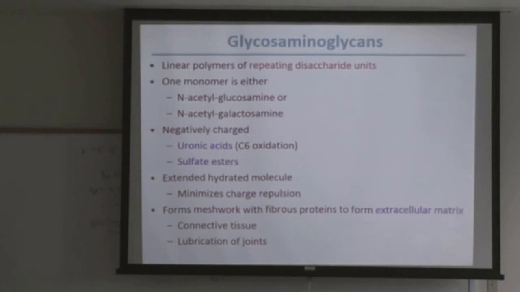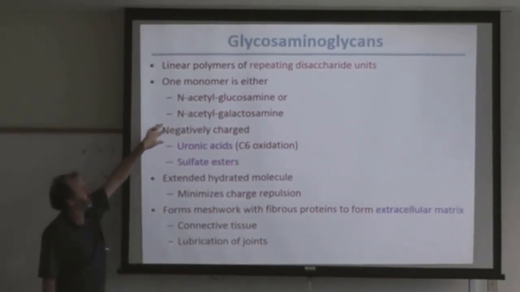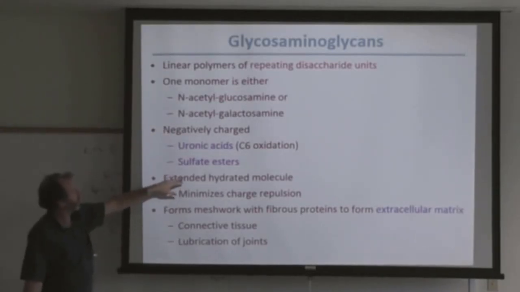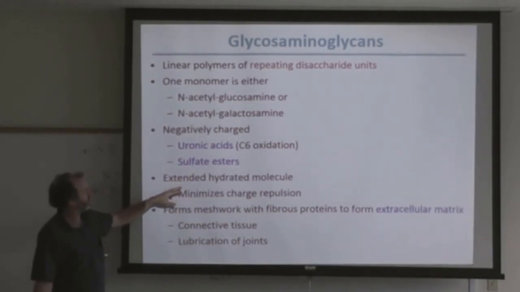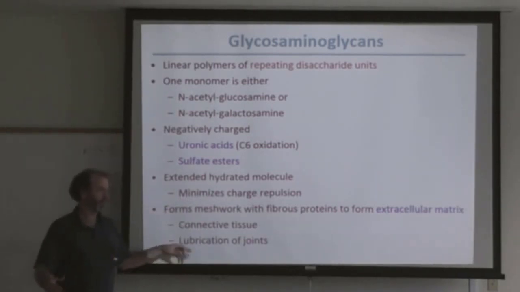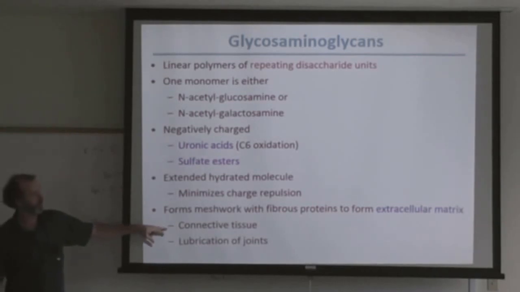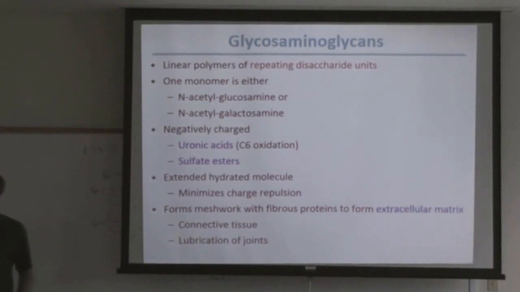So glycosaminoglycans are linear polymers of repeating disaccharide units. One monomer is either going to be N-acetylglucosamine or N-acetylgalactosamine. They typically are negatively charged, and uronic acids, C6 oxidation occurs, sulfate esters, and extended hydrated molecule minimizes charge repulsion because of all the hydration, forms a meshwork with fibrous proteins to form our extracellular matrix. We see it in connective tissues and lubrication of joints.